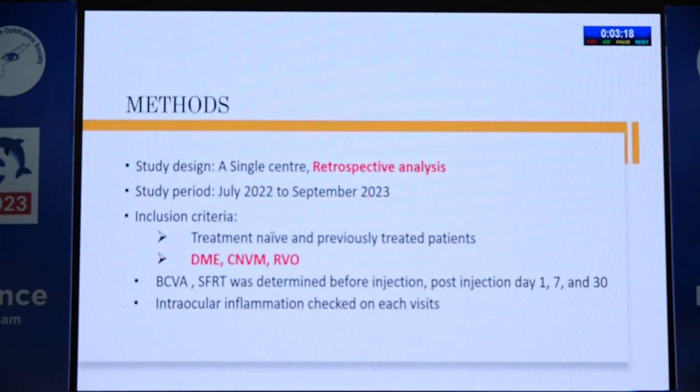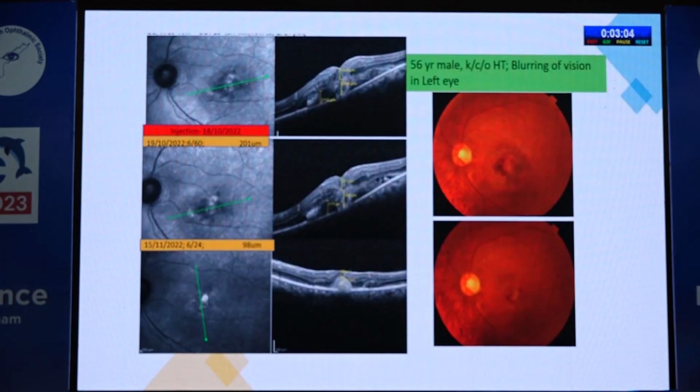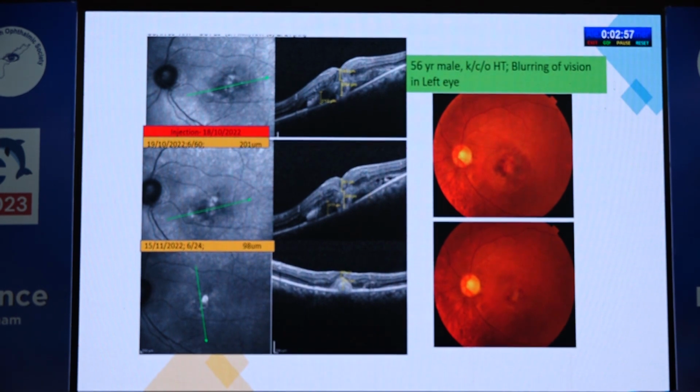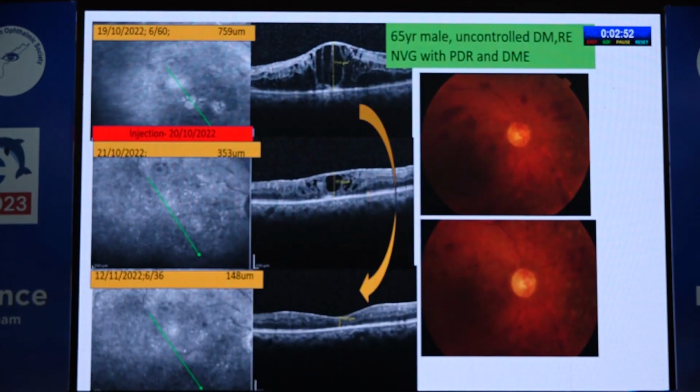It was a retrospective analysis done between July 2022 and September 2023 in treatment-naive and previously treated patients of DME, CNVM and RVO. We included 37 eyes of 29 patients, both male and female. Now let me discuss a few cases. This was a male patient with AMD. With a single injection, we can see that the SRF is significantly reduced with contraction of the CNV complex. Another patient with DME with NVG showed significant improvement and resolution of the cystoid spaces.